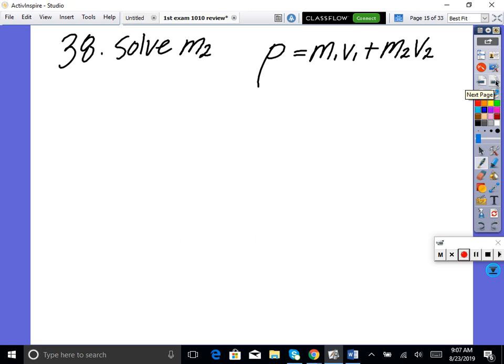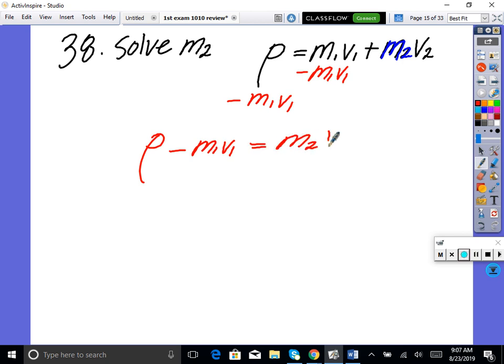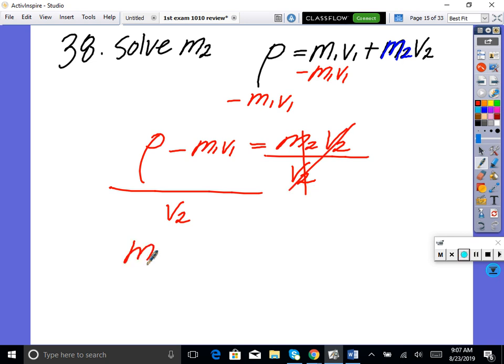All right, solve for m2. We're trying to get m2 all by itself. So I'm going to go ahead and subtract m1 v1. So I have p minus m1 v1 equals m2 v2. So to get m2 by itself, divide by v2. And m2 is now alone. Pretty straightforward, as you can see.